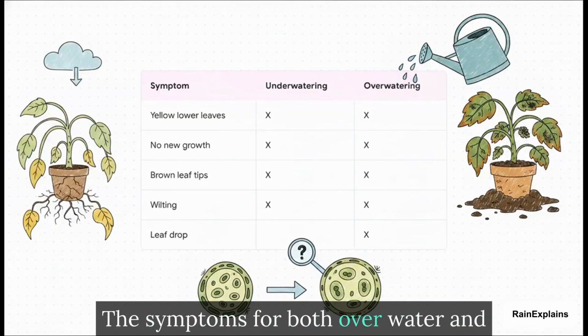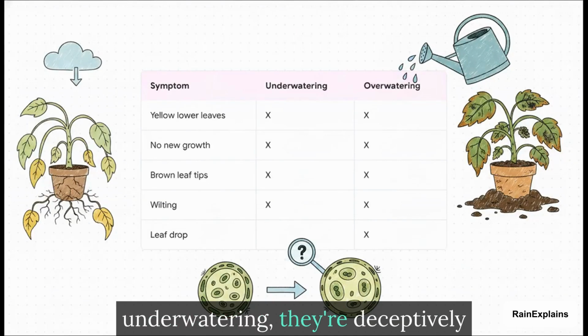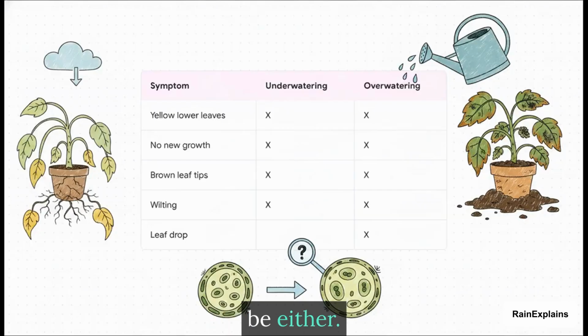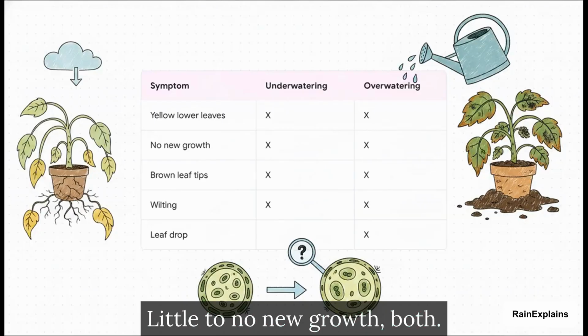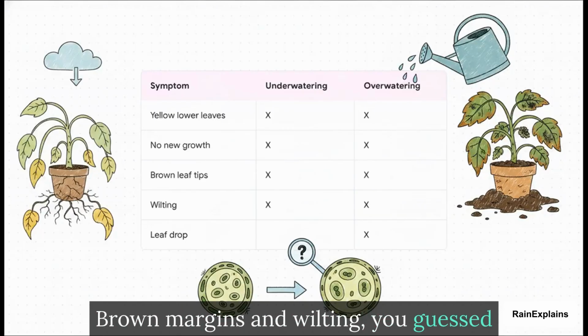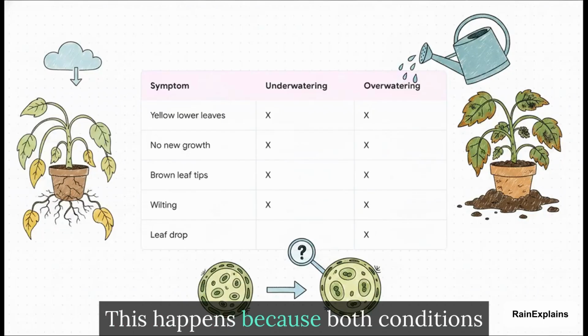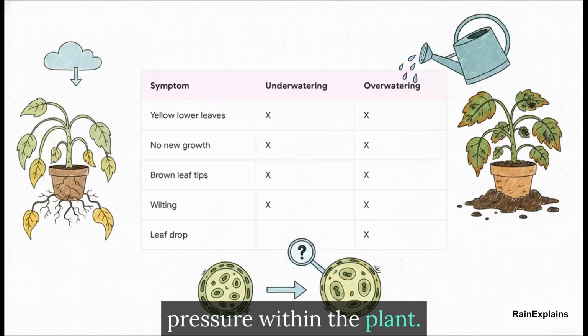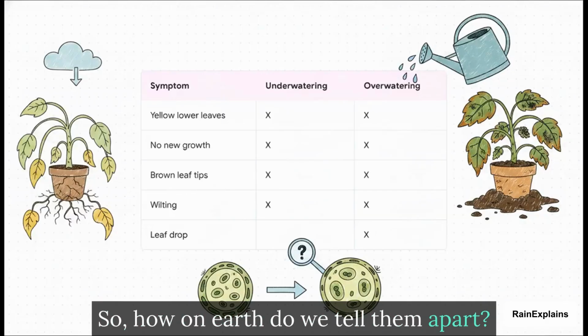The symptoms for both overwatering and underwatering, they're deceptively identical. Lower leaves turning yellow? Yeah, could be either. Little to no new growth? Both. Brown margins and wilting? You guessed it, both. This happens because both conditions ultimately result in a loss of turgor pressure within the plant. So how on earth do we tell them apart?